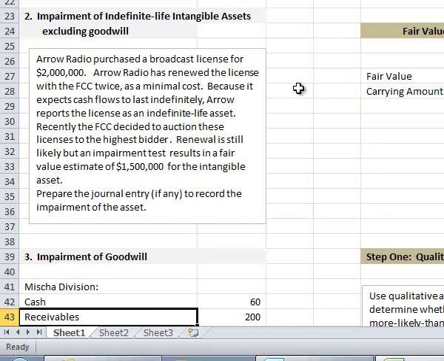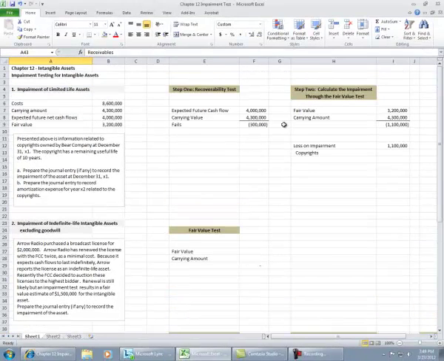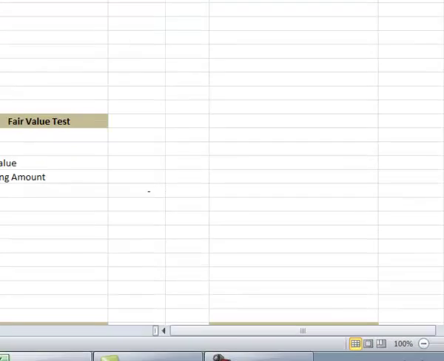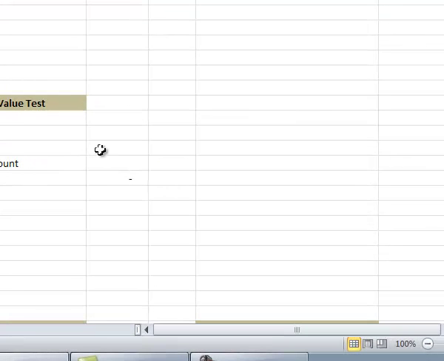In the next category, we look at assets that have an indefinite life, excluding goodwill. We are unable to do the recoverability test because we can't look at future cash flows and estimate or quantify those, because we don't know how long that asset is going to be in play. It has an indefinite life. So we really just have to skip the recoverability test because we can't really quantify expected future cash flows.